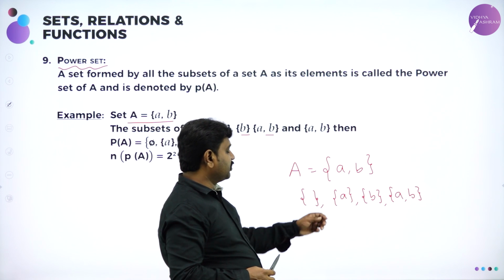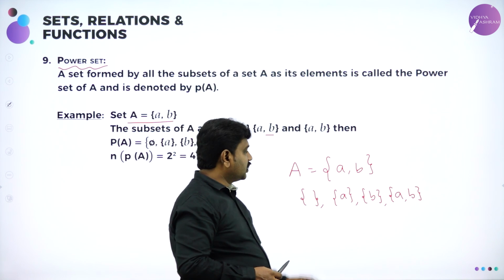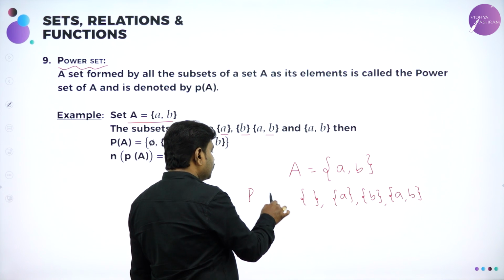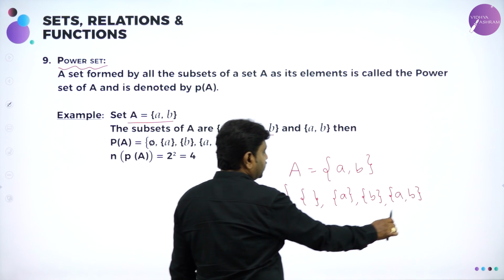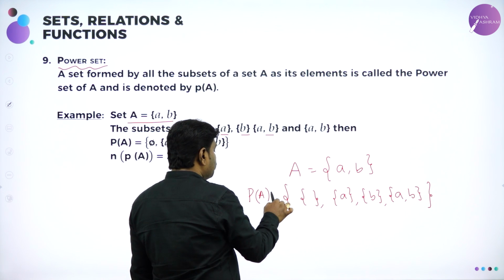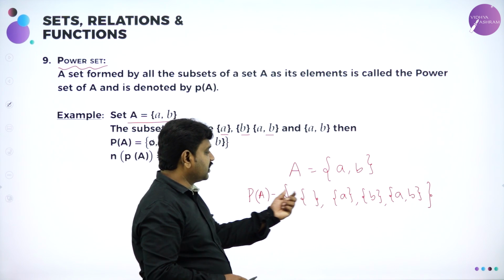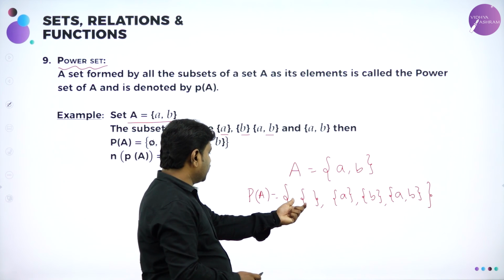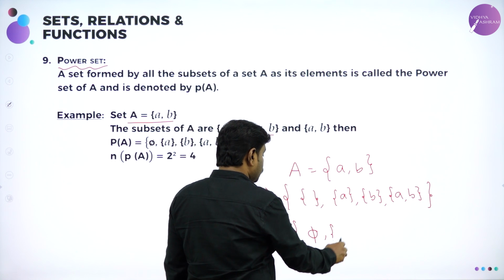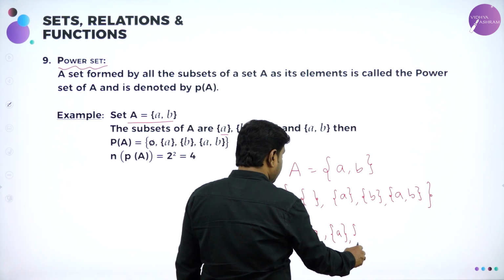These are the subsets. Now if I write all of these in a set, we call it the power set. Power set of A means the set containing all the subsets. Instead of empty set, you can write the null set like this, phi. But you should not include the null set without a flower bracket.